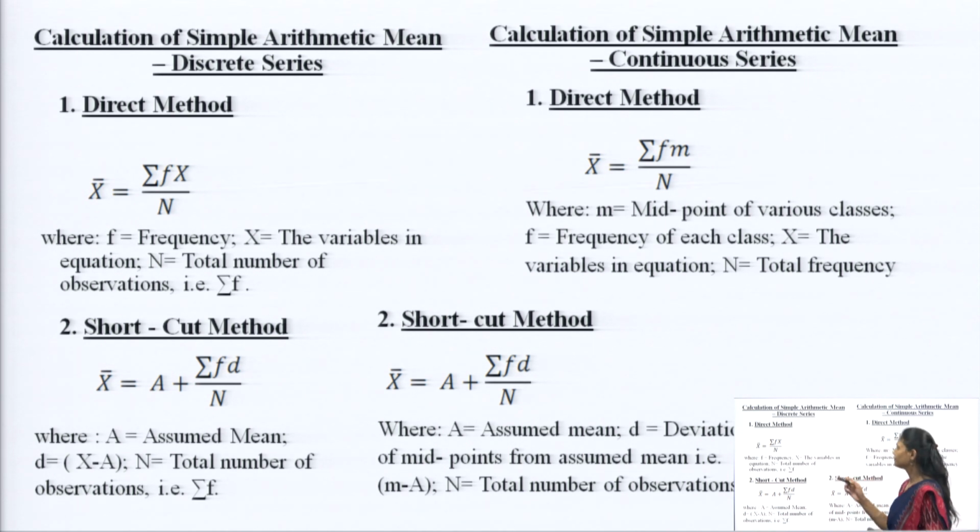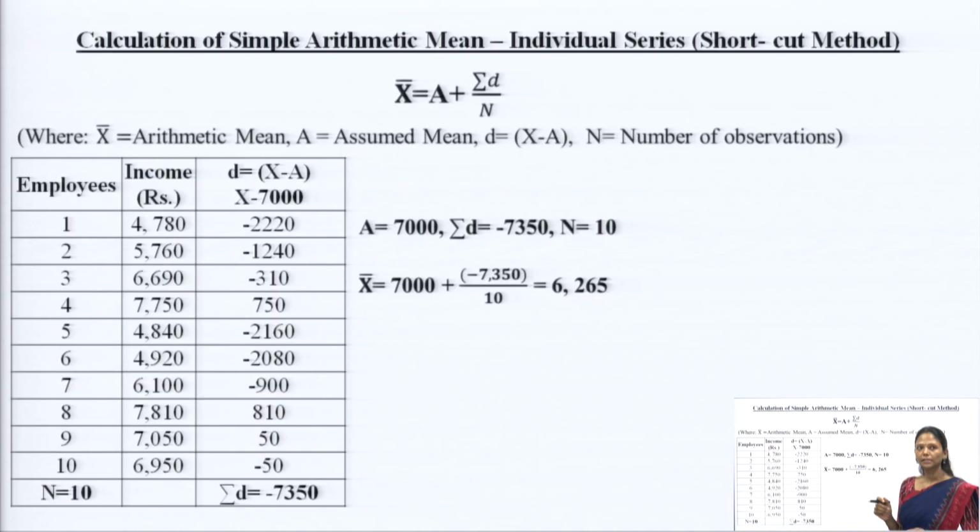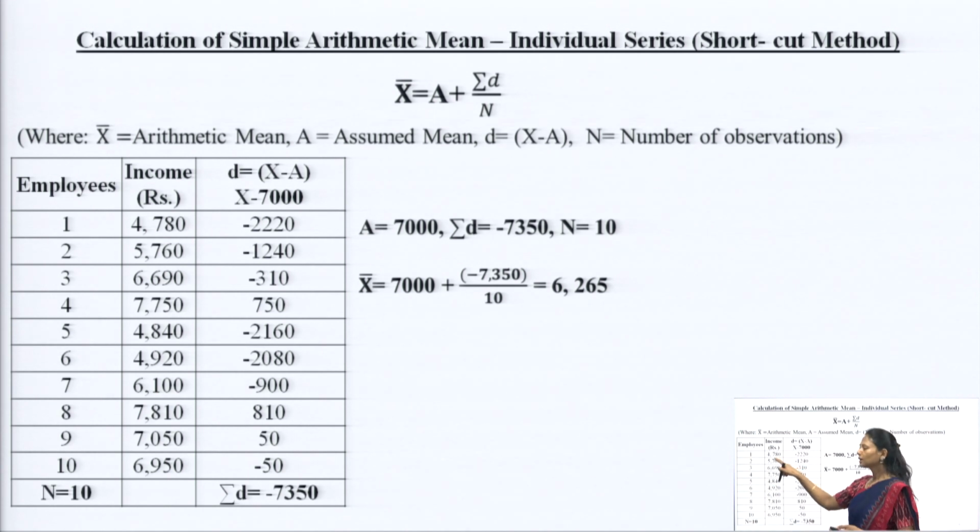In the direct method, when we talk about a discrete series, I will tell you what a discrete series is in the next question. Direct method, what we are supposed to do, there is a frequency given. What is a frequency? Frequency means that, for example, if we take the last example, this income 4780, it is for how many people? This income of 4780 is given to how many people is called a frequency.